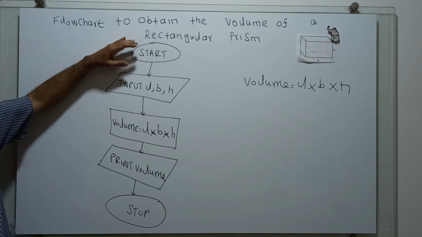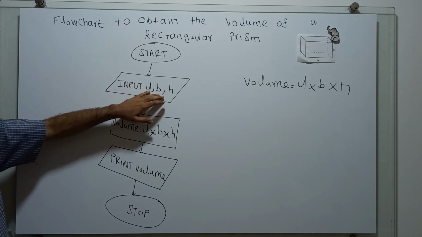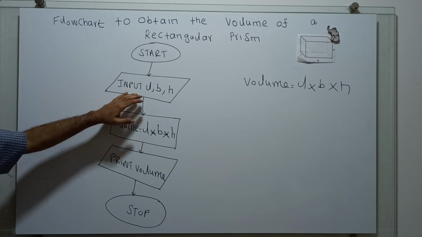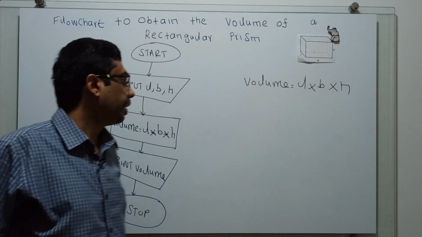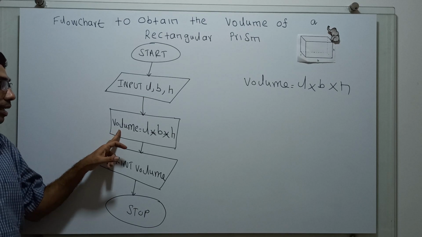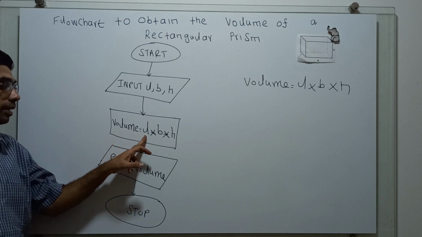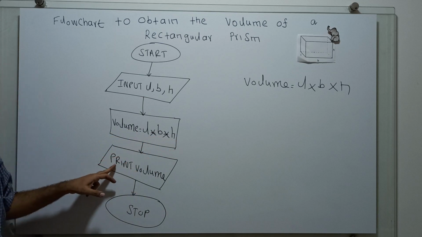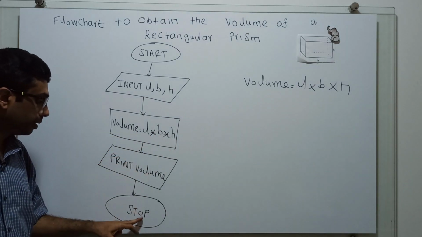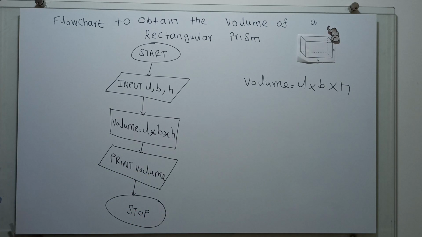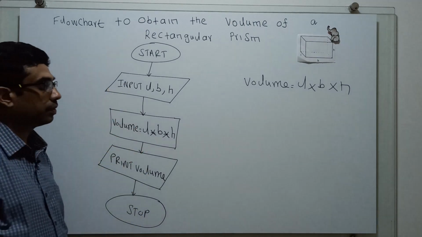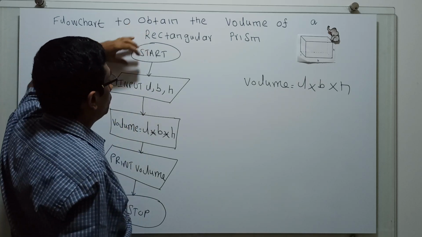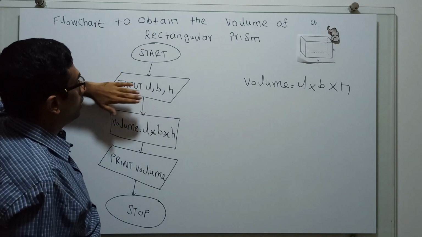So start, we are obtaining length, breadth and height as an input from the user. Next, we have calculated the volume equal to length into breadth into height. Next, print volume. The result got printed. This is the logical end of the flowchart. We'll see an example of how this flowchart works. Logical start. Input: length, breadth and height.